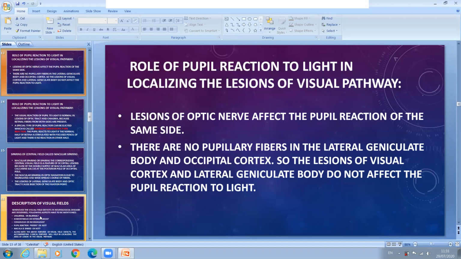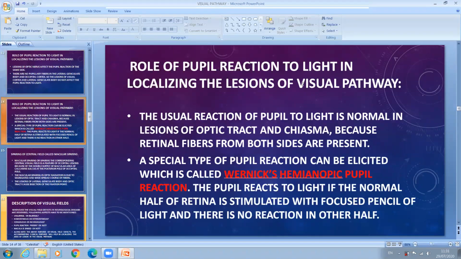These are the fibers. These are the diseases of the optic nerve. These are the diseases of the optic chiasma or the optic tract, which could be affected. So the lesions of the optic nerve obviously affect the pupil reaction. And there are no pupillary fibers in the lateral geniculate body, so they will not be affected.